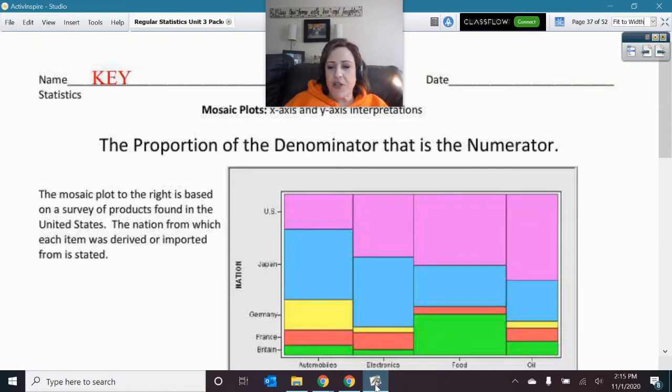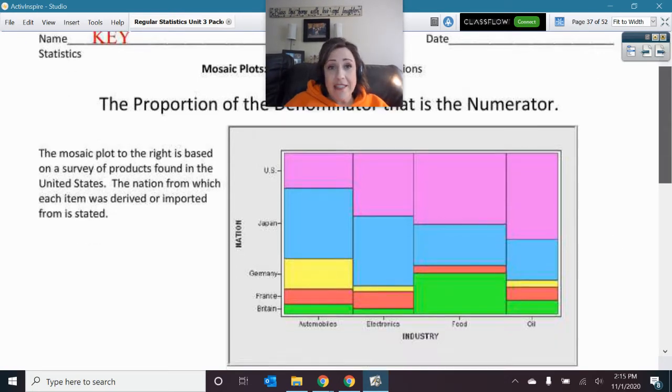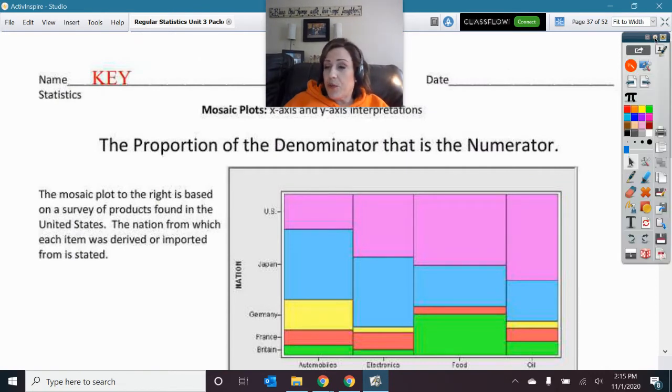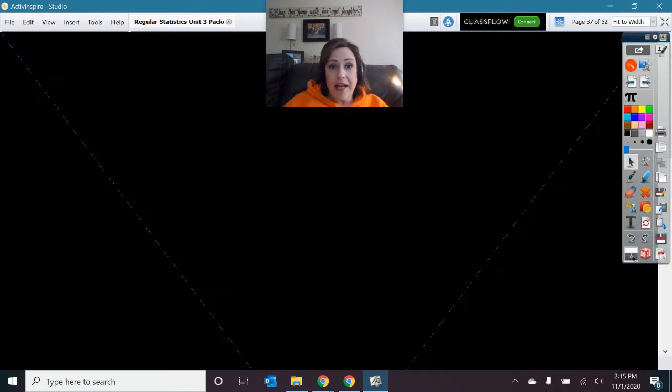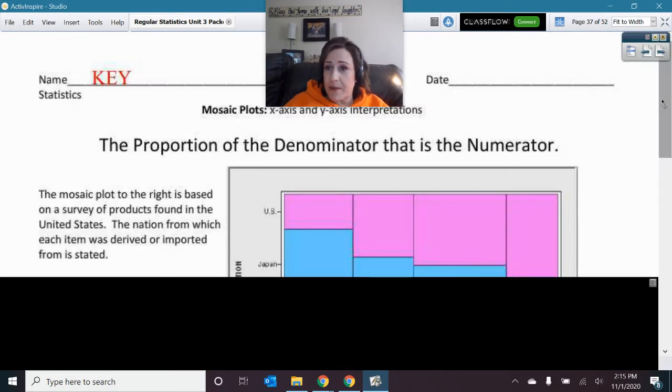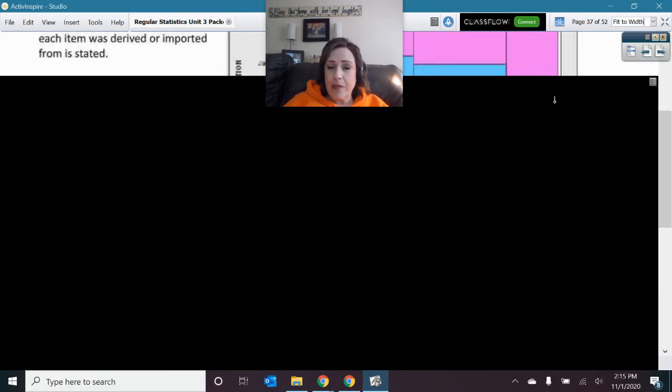All right, guys, we want to make sure that we get these x-axis and y-axis interpretations correct. So let's take a look at some of the ones that were given to me and see how you did in grading or interpreting the pages that were given to me. All right, here we go.